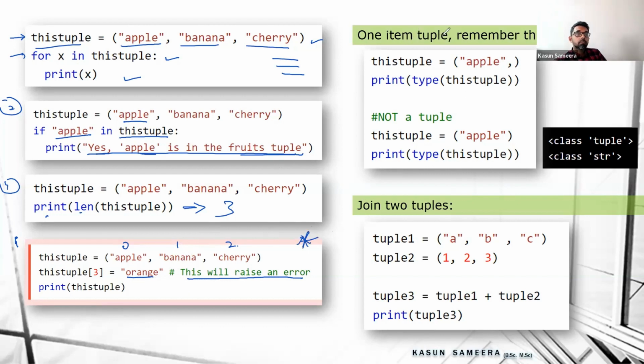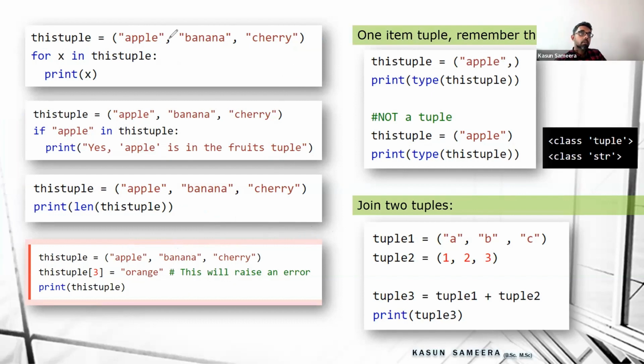One item tuple. Remember the comma. Right. And the next thing you need to remember is the comma. හැම tuple එකේ හැම list එකේම item එකක් separate කරන්න comma එකකින් නේ. Right. tuple එකක අනිවාර්යෙන් comma එකක් තියෙනවනේ එක item එකකට පස්සේ.